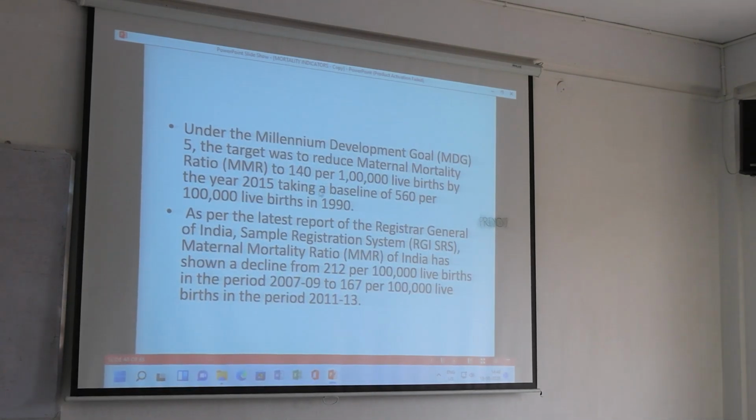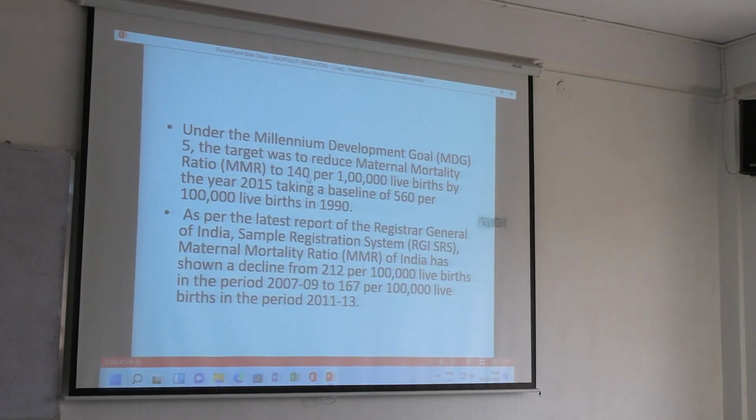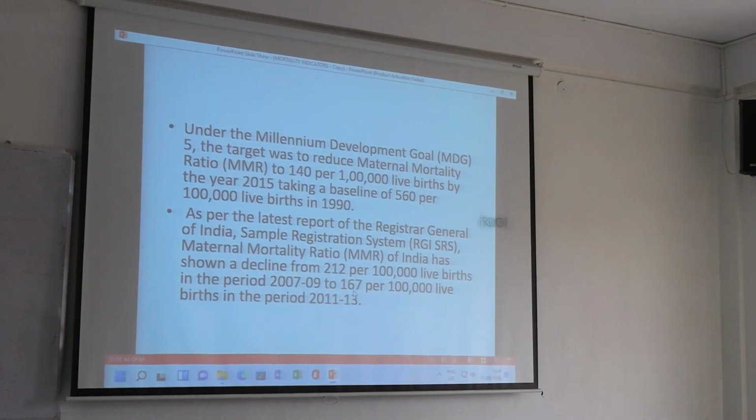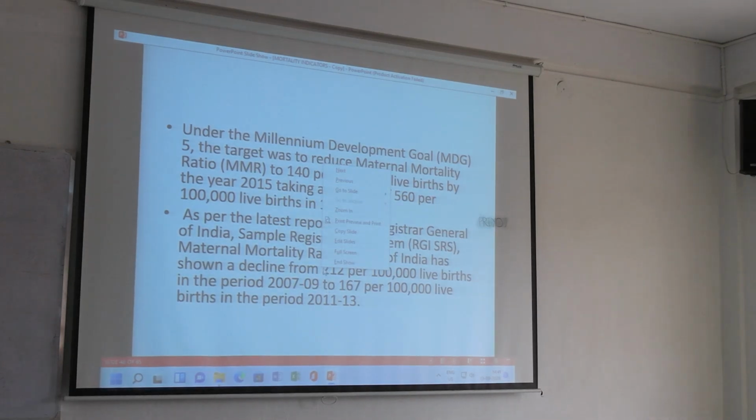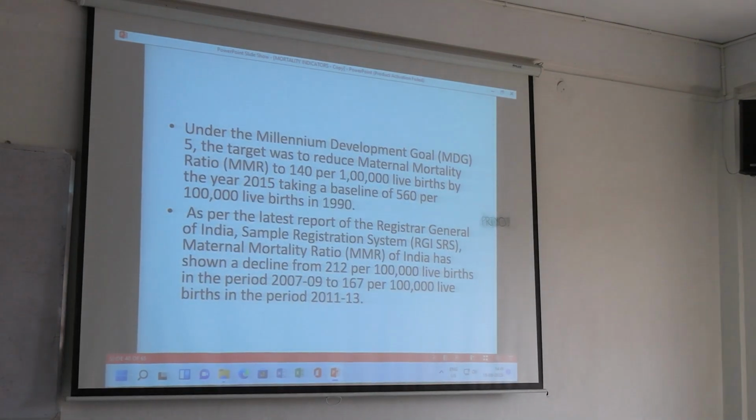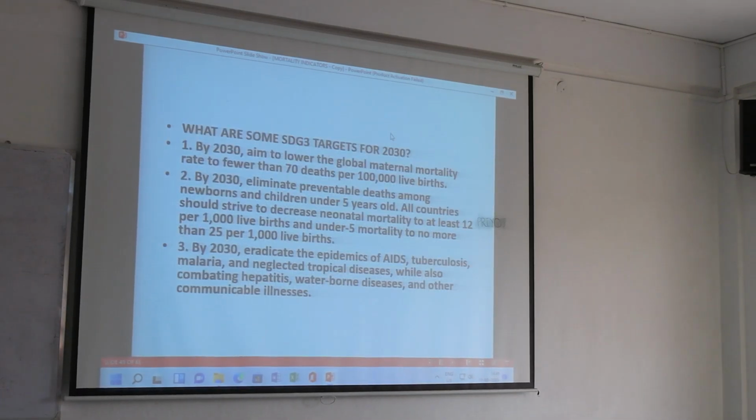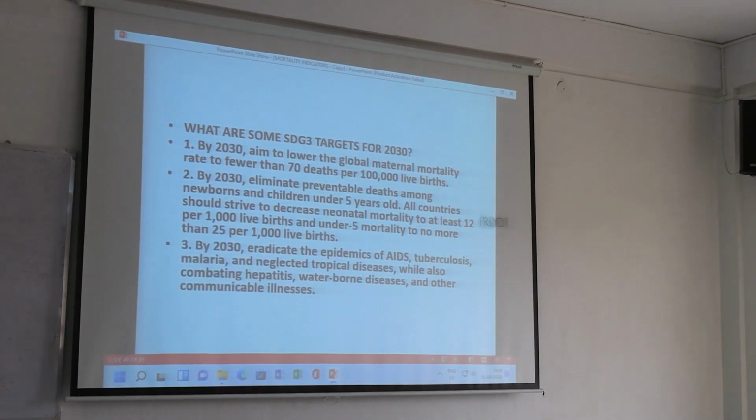This target was to reduce the maternal mortality ratio to 140, taking a baseline of 568 in 1990. Now what we have is 167. It was 212, and it's now showing 167. So again this figure is showing a decrease. This is how the Millennium Development Goals were done.